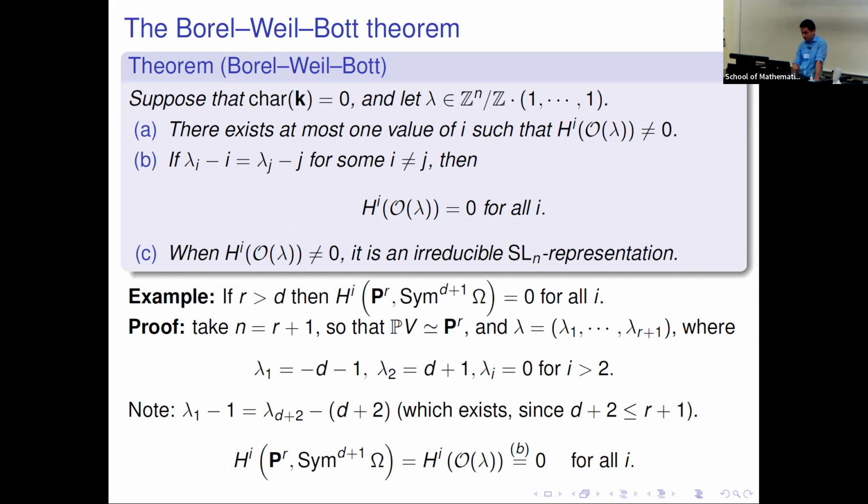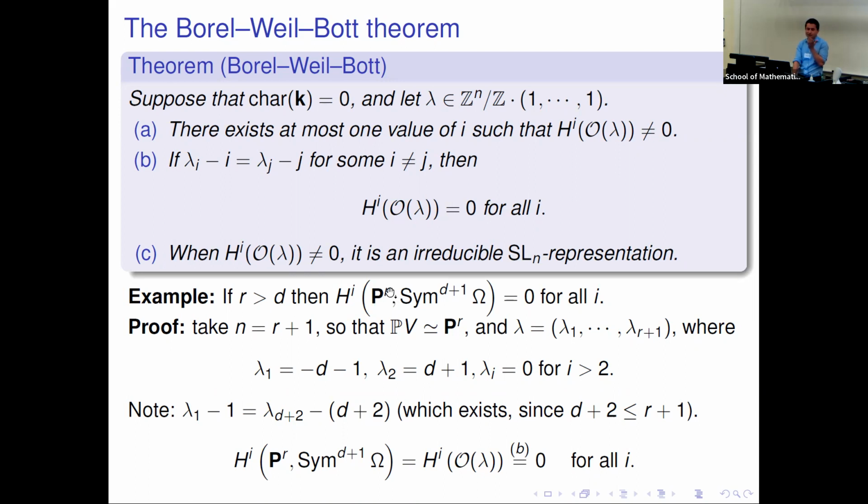So we've talked about this before. Why does Borel-Weil-Bott predict that this cohomology is 0? Well, if you look at the difference, lambda_1 minus 1, that's negative d minus 2. But that's also the same as lambda_{d+2} minus (d+2). And I need to make sure I have at least d plus 2 entries to apply this theorem. That requires d to be smaller than r. So this projective space needs to be large enough for this theorem to be true.